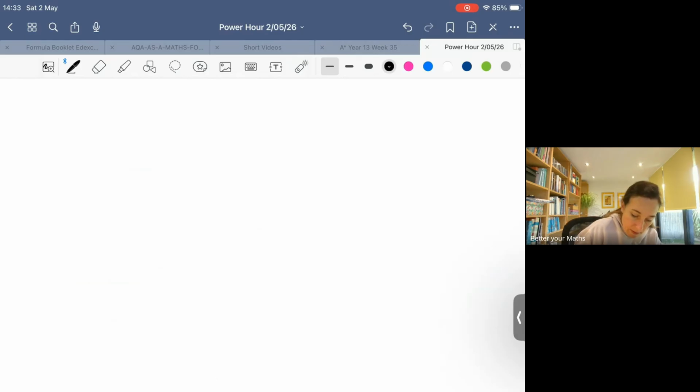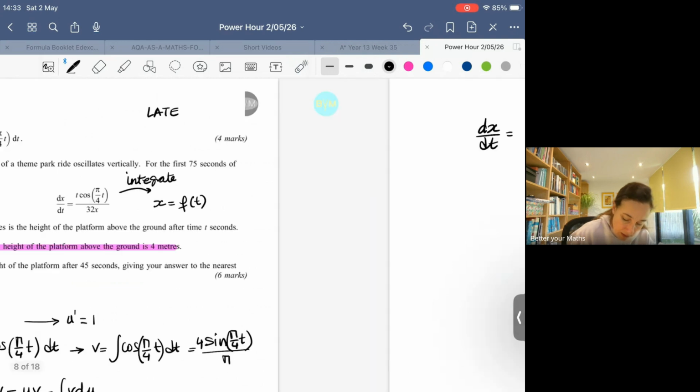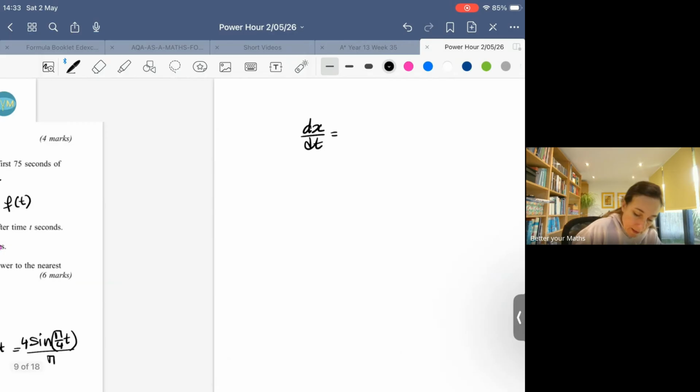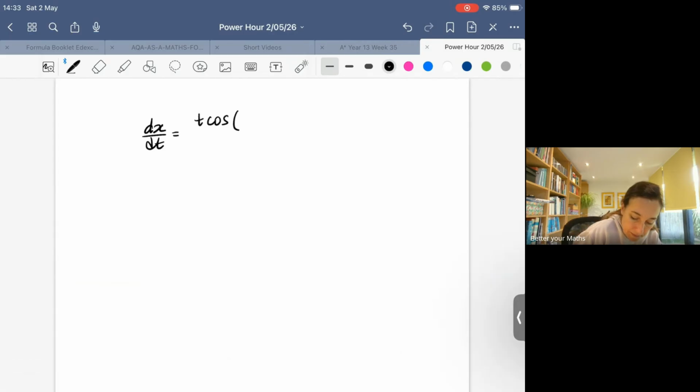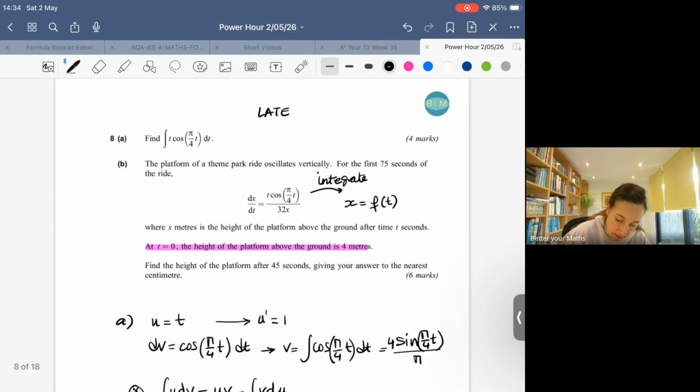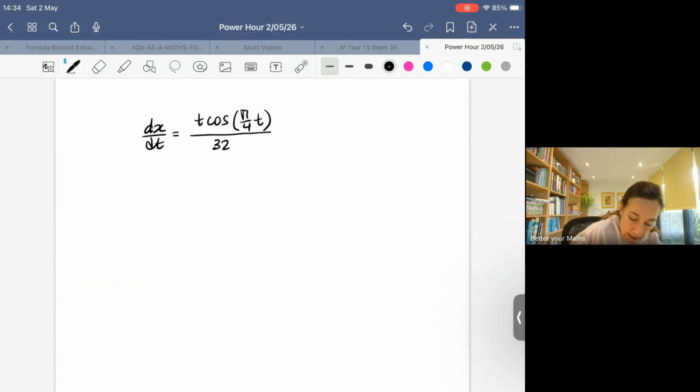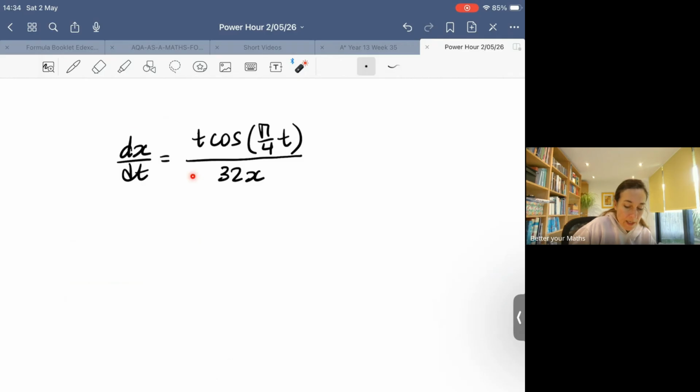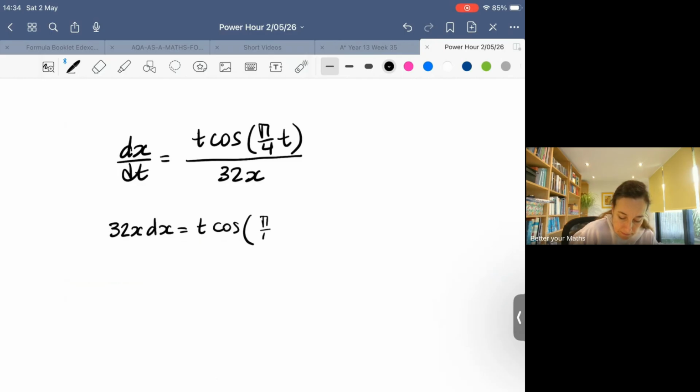I separate variables. I'm going to write the x on one side and the t on the other. So this is my function: t cos in the numerator and 32x in the denominator, right? So I separate variables: x all together with the dx, so 32x dx on the left, and the dt together with this thing. And I'm going to integrate each side, one in x, one in t.